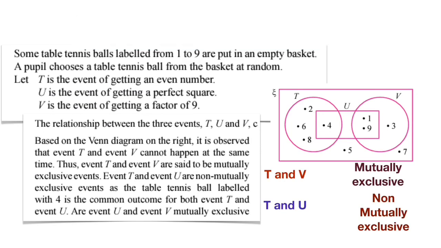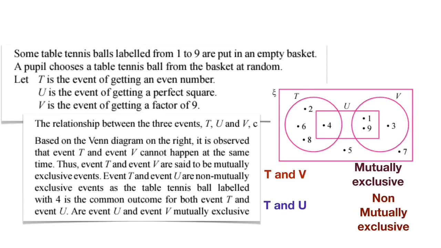Okay, let's see the example here. Some table tennis balls labeled from 1 to 9 are put in an empty basket. A pupil chooses a table tennis ball from the basket at random. Let T be the event of getting an even number, U the event of getting a perfect square, and V the event of getting a factor of 9.